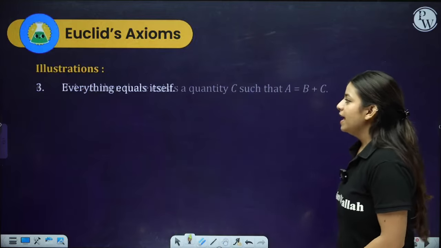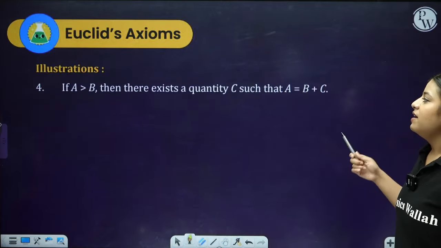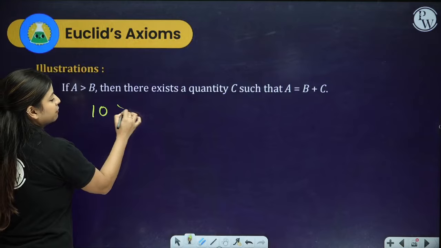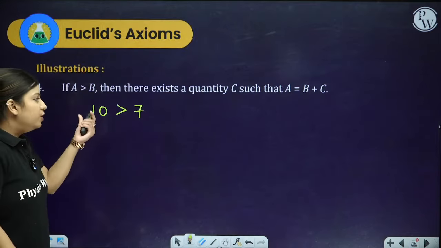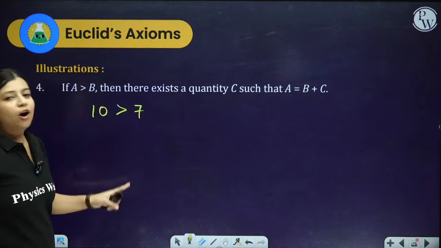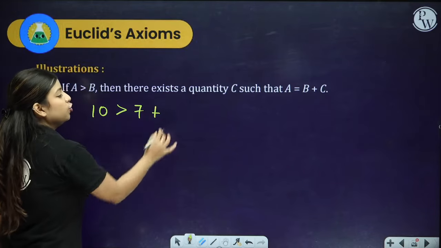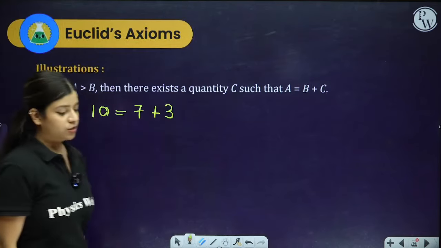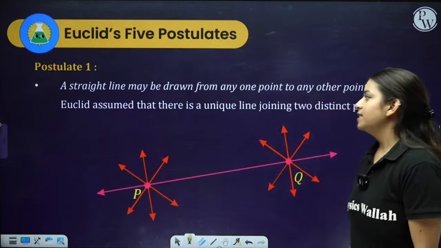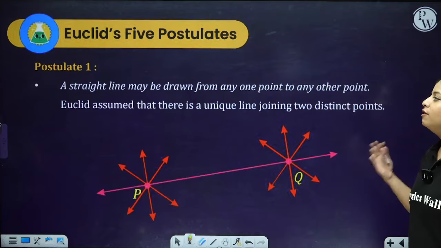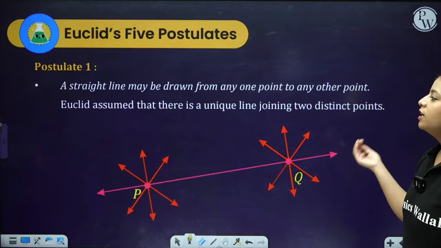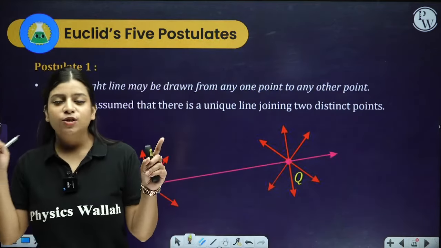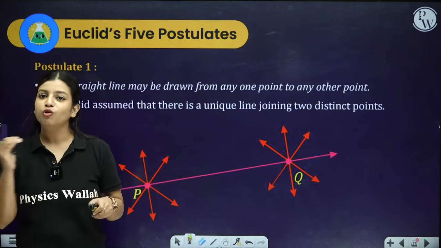That's for sure. Next we have: if A is greater than B, then there exists a quantity C such that A is equal to B plus C. For example, we know that 10 is greater than 7. So there always exists something to be added to 7 so that this quantity becomes equal. This is what this illustration is talking about. The next is a straight line may be drawn from any one point to any other point. Euclid assumes that there is a unique line joining two distinct points. So between 2 points, you can draw only one line passing through those 2 points.